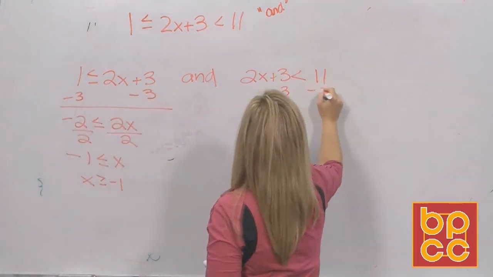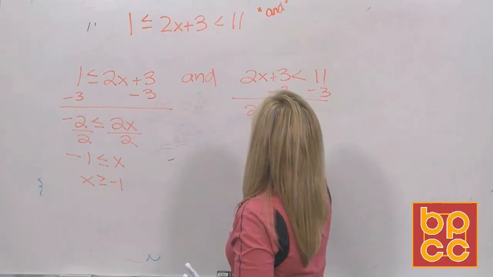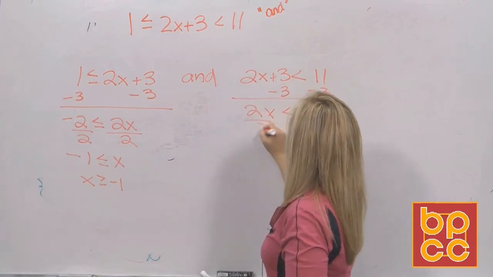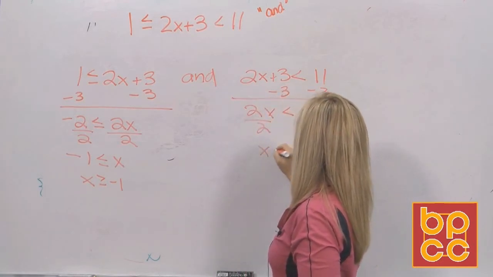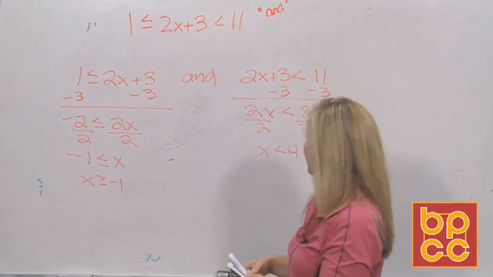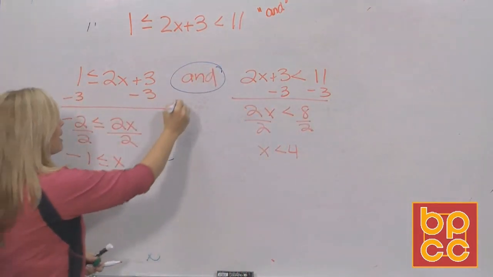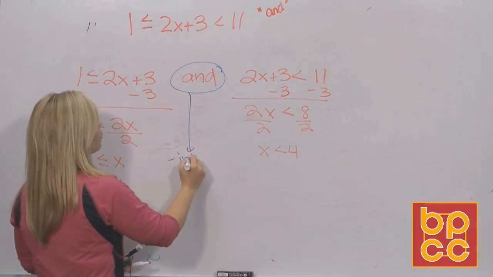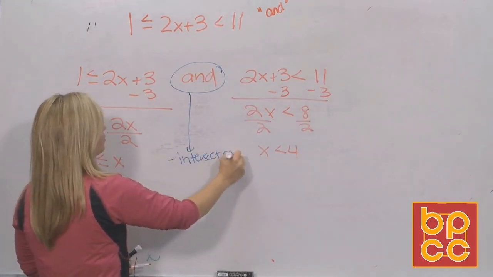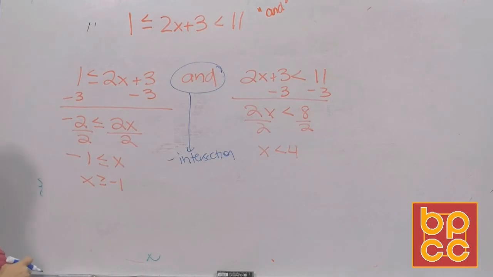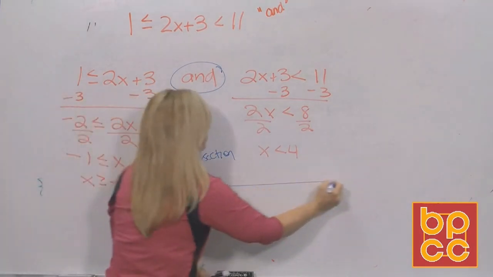I'm going to go over here and solve. I'm going to subtract 3. I'm going to get 2x is less than 8. I'm going to divide by 2. I'm going to get x is less than 4. The key is this word. What you got to remember about the word and, it means I'm going to be looking for an intersection when I'm done. So let's draw a number line and see if we get an intersection.